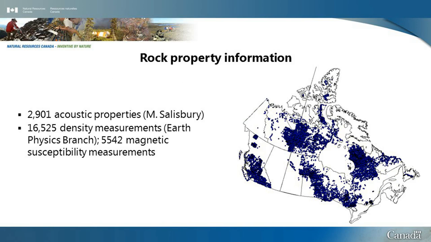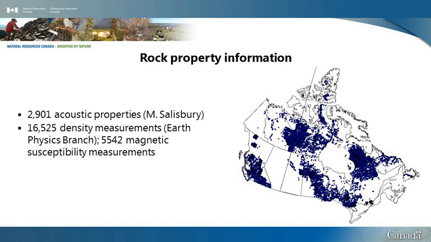Rock property information is one of our newest add-ons to the GDR server, and this was started because one of our ex-GSC people, retiree Matt Salisbury, had a lot of acoustic property measurements that people were interested in, and we had no way to distribute this data. And when they did the regional gravity surveying in the 70s and 80s, they took density measurements with every gravity station. So we have over 16,000 density measurements that were just sitting in a spreadsheet in someone's office that we decided to make public. And then we're soliciting within our scientists to get people to contribute their data sets.